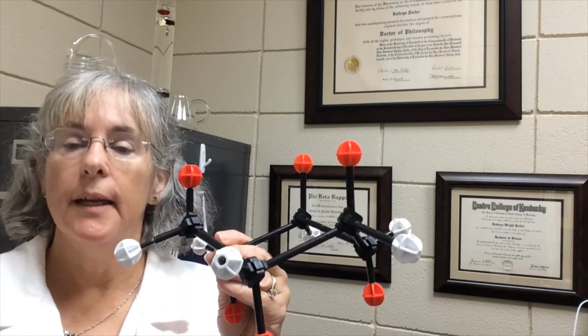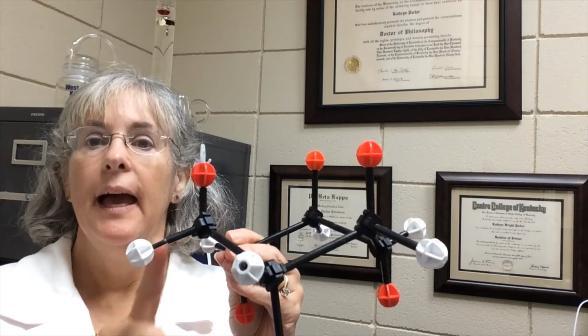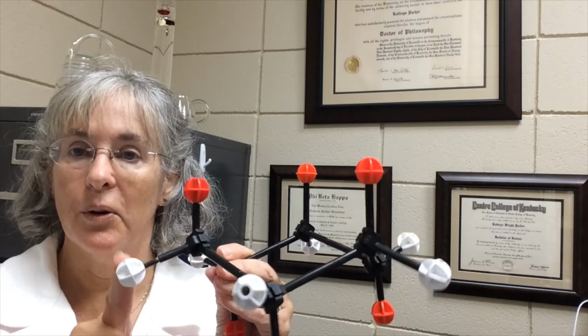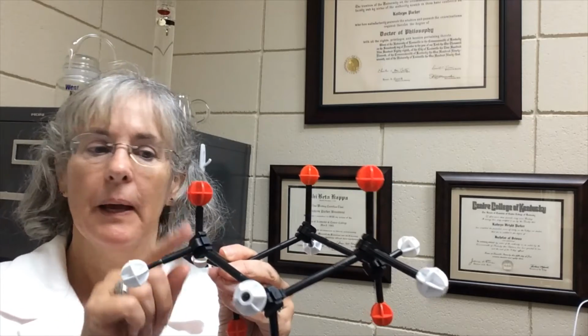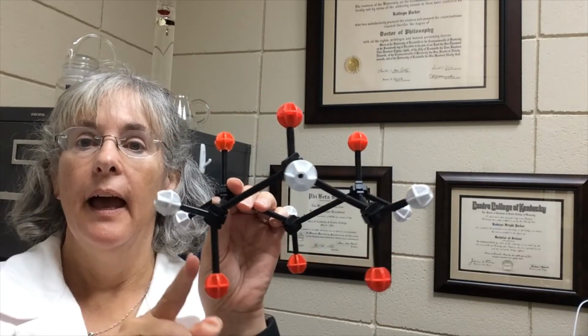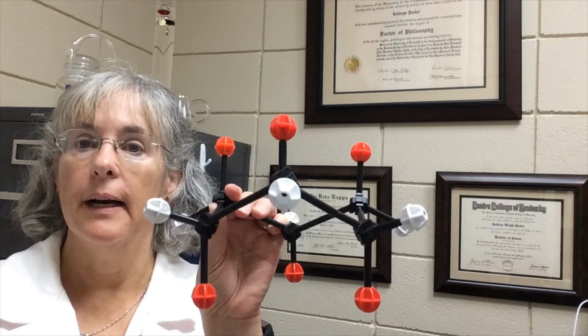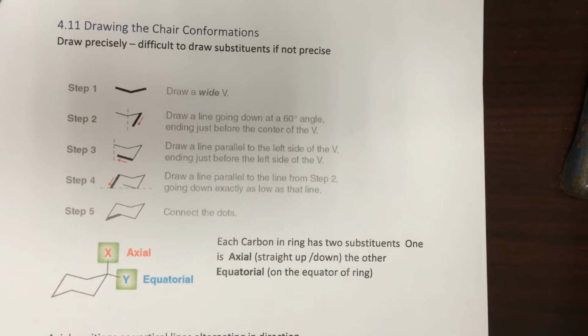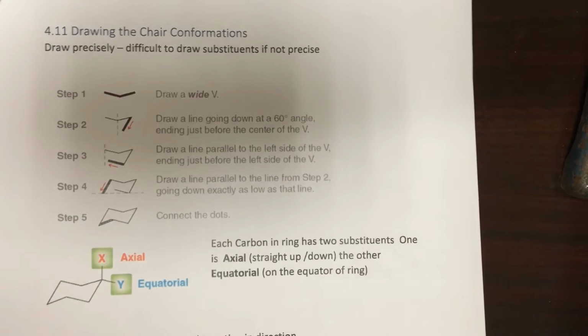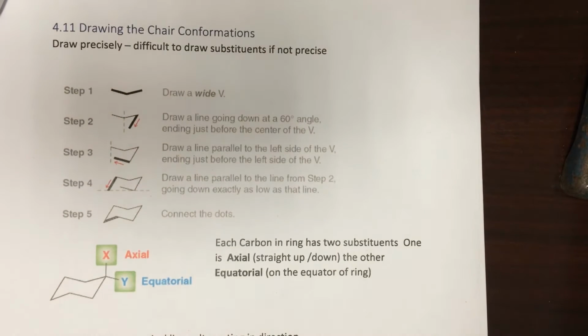So they're going to alternate. Each position will have an up and a down, and each position will have an equatorial and an axial. Okay, so this one is axial up, equatorial down. This one is axial down, equatorial up. Drawing your chairs precisely is very important. I need to be able on exams to tell whether a substituent is axial or equatorial. So let's go over how to draw these.